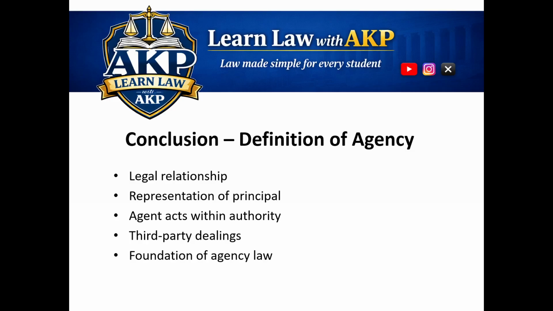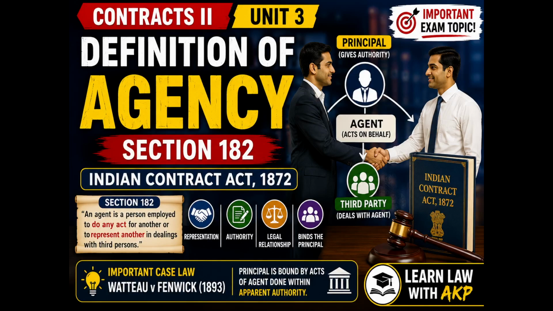Let us conclude today's topic. Agency is a legal relationship where one person acts on behalf of another. The principal grants authority, the agent exercises that authority, the third party deals with the agent. We also understood through Watteau versus Fenwick that principals may be bound by acts falling within the apparent authority of an agent. Therefore, agency is based on authority, representation, and trust. For exams, always remember definition, parties, example, characteristics, and case law.